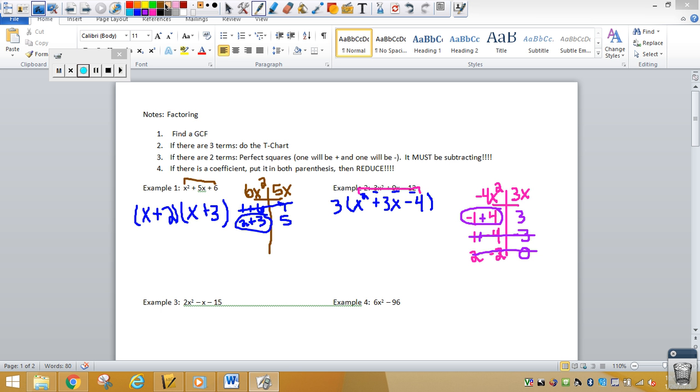So let's go on from here. I'm going to do 2 parentheses. Split up my x squared, so I'm going to have an x and an x. And my answers were a negative 1 and a positive 4. And the last thing I need to do, since I took out a GCF, I'm going to put that in the front. So this is your final answer.